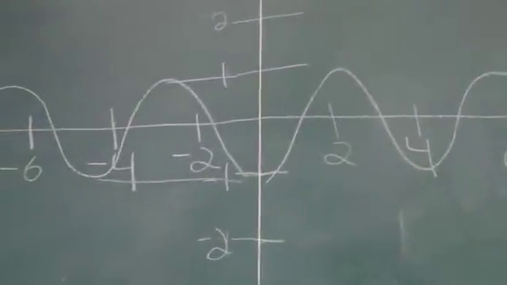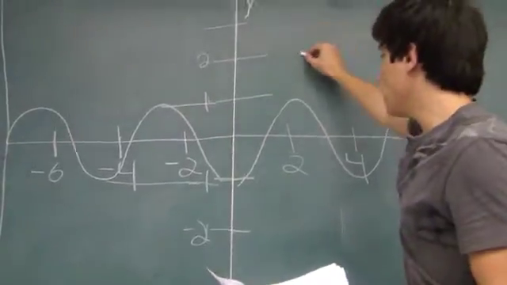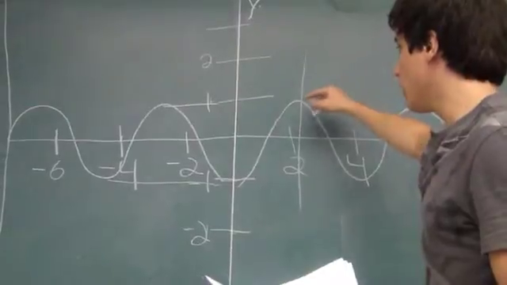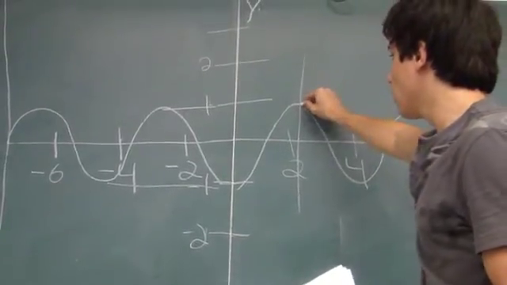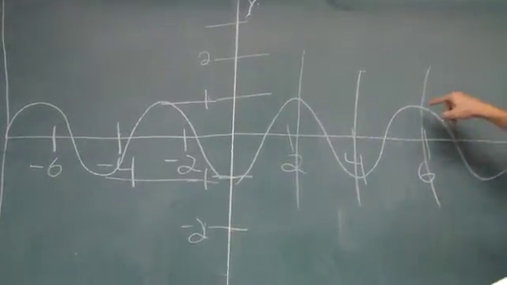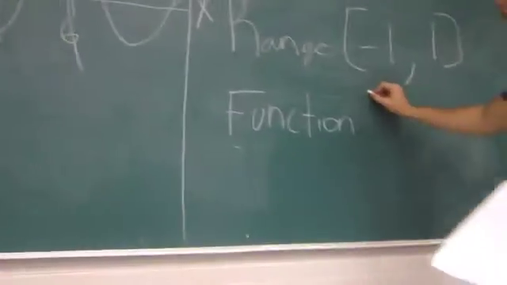Now we have to find out if it's a function or not. How do you know if it's a function? You know it's a function if you can draw any line at any place, and it will only hit one spot. So here, if I draw a line anywhere, it will only hit one spot. So yes, it's a function.